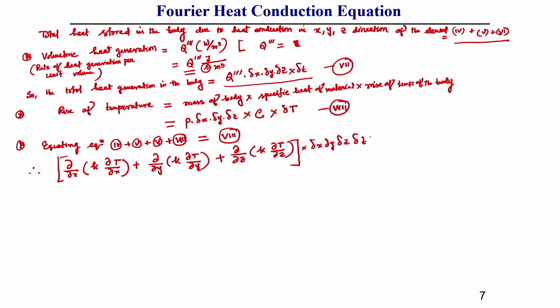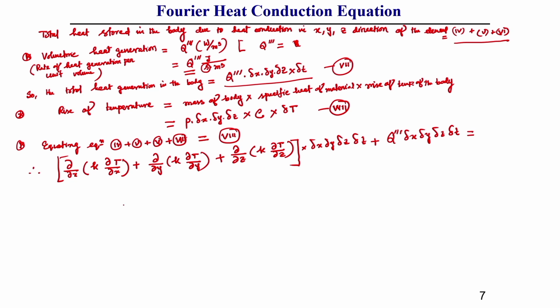You can see in the previous slide it is already there, del x, del y, del z. Plus another term is there, that is equation number 7, that is q triple dot into delta x, delta y, delta z into delta t. This term also is there.